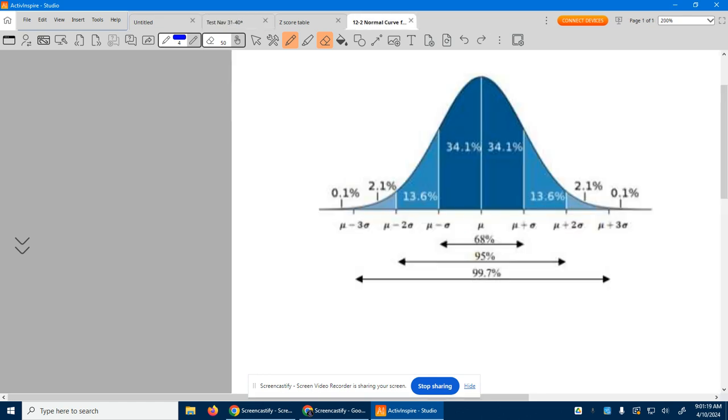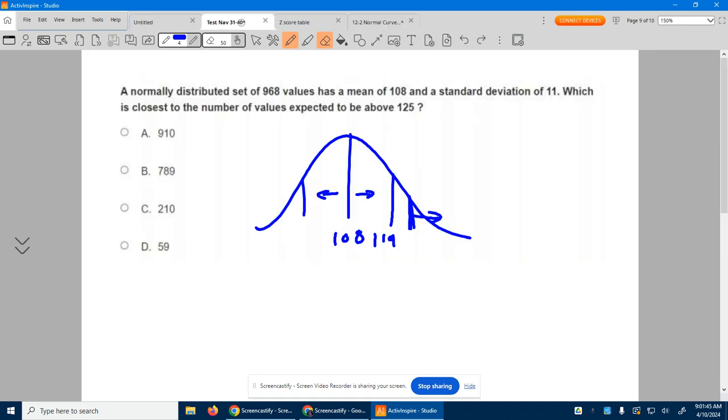If we look at a normal curve, right here's your 108, and then here we're adding one on, it's 11, so this would be 119. Add 11 more, you're at 130. So only above 130 is only going to be 2.2% did a 130 or better. We're trying to get right here at 125. So we've got to figure out what the z-score is.